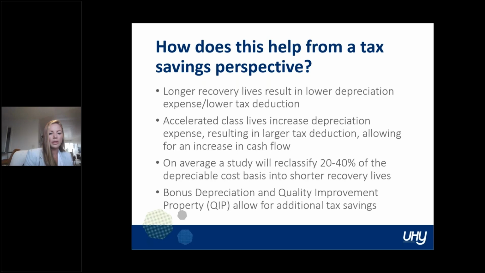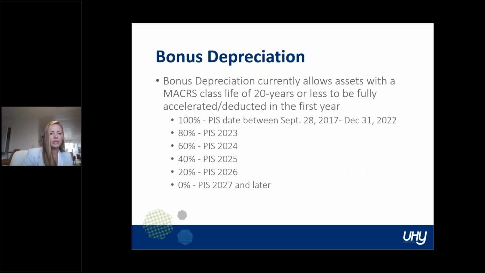Bonus depreciation and qualified improvement property also allow for additional tax savings, which I'm going to talk about next. So bonus depreciation allows for assets that have a recovery class life of 20 years or less. So that's going to be your 5-year personal property and your 15-year land improvements or 15-year QIP. And also your 7-year items to be fully accelerated and deducted in that first year. So that adds an additional tax benefit to our clients because we're able to deduct those assets fully in year 1 instead of over their traditional recovery life period.